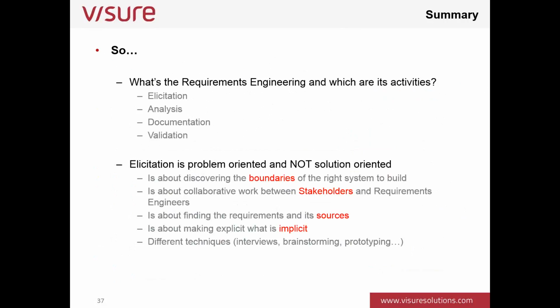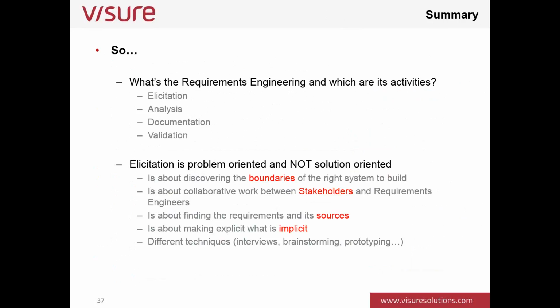So basically, what we have learned today: we have learned about the requirements and requirements engineering specifically, and the four activities that make up requirements engineering: the elicitation, the analysis, the documentation, and the validation. Okay, we have talked today specifically about the elicitation, but in future webinars after the summer, we will be focusing on the different stages, including the analysis, the documentation, and the validation.